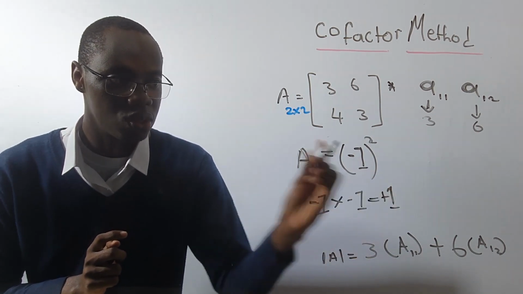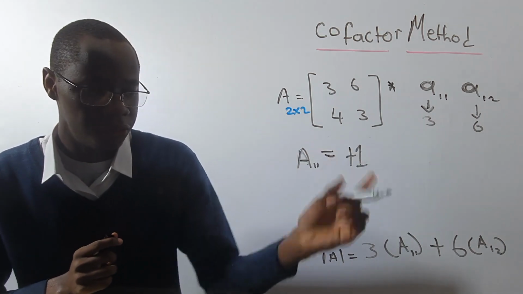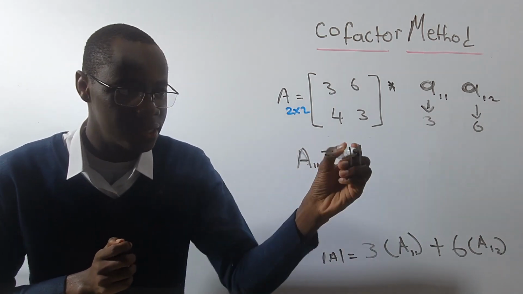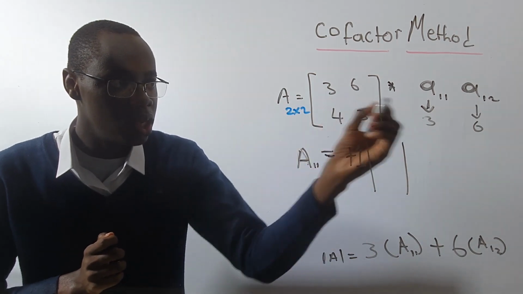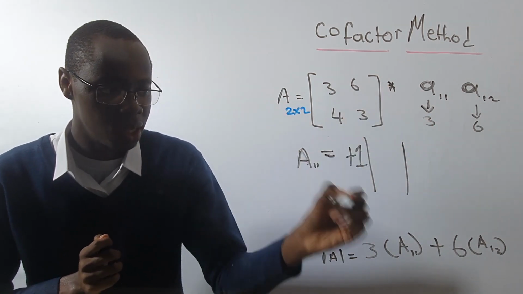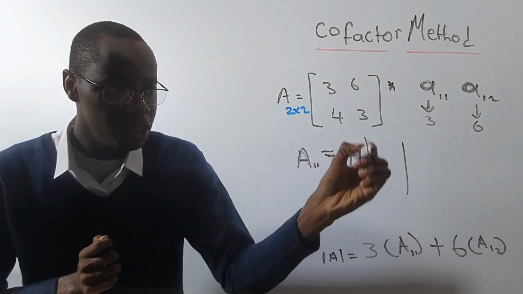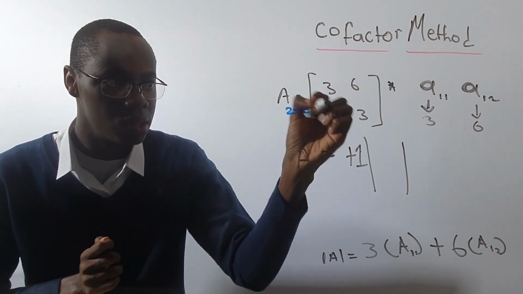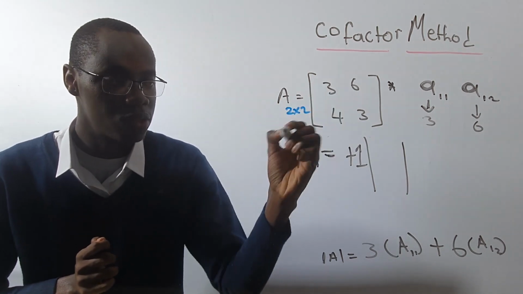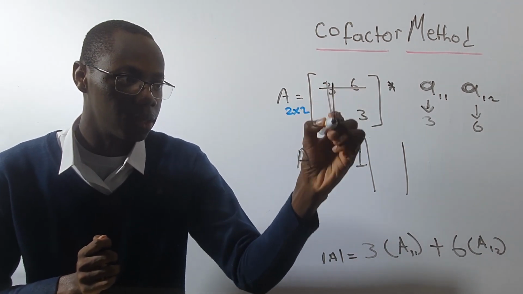Or plus 1. So the sign is plus 1. So now we know the sign for A11. Now what is the minor? The minor is going to be A11, which is 3, right? Capital A11 or small a11 is 3. To find the minor, all we need to do is delete the row and the column associated with this 3 here. So if we delete the row and the column, we'll get this.